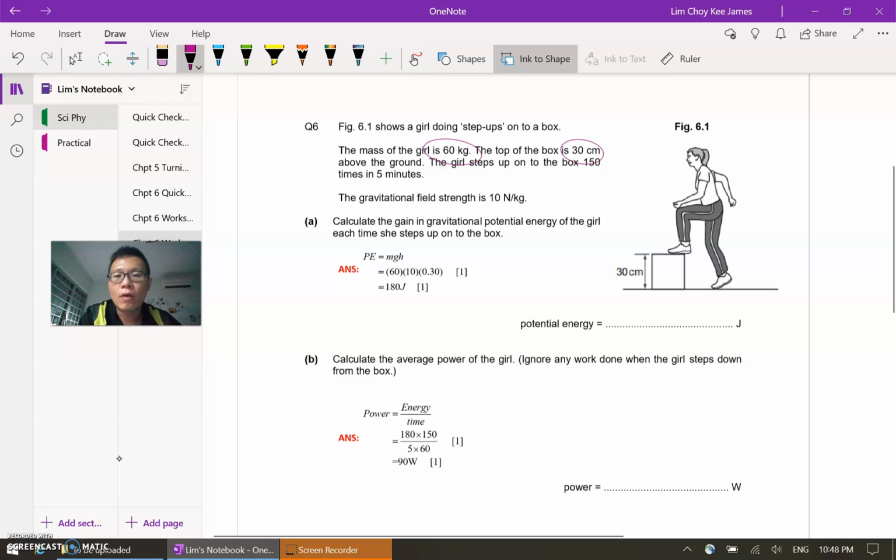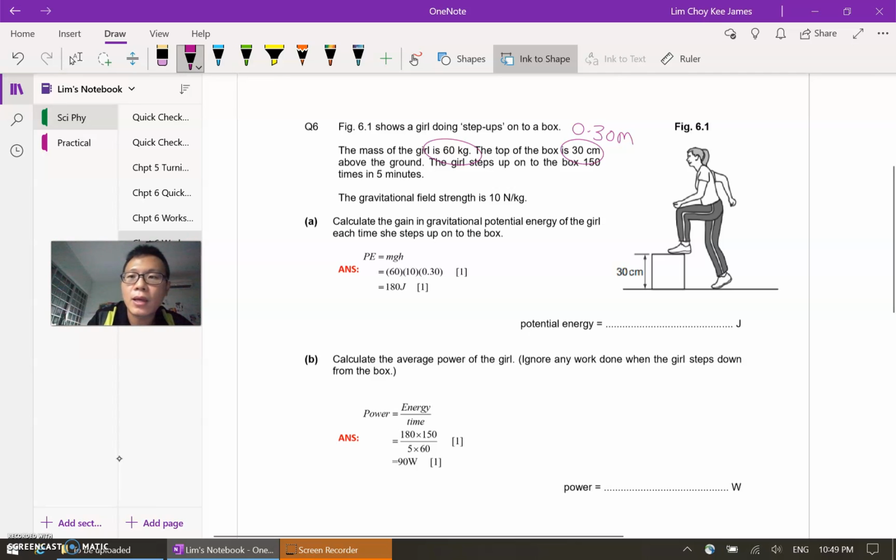Whatever formula or topic we are anticipating using, most of the mathematical manipulations we are looking for are in terms of SI units. So this particular value you need to change to 0.30 meter above the ground, and after that she steps up 150 times.